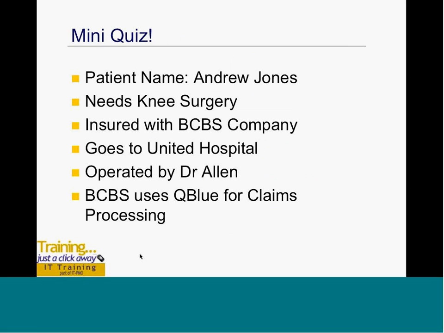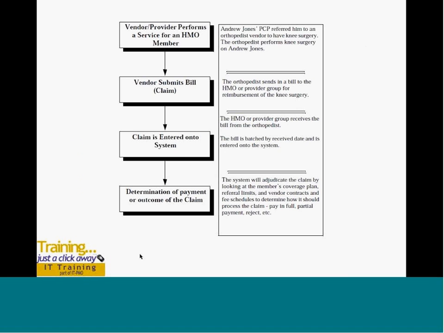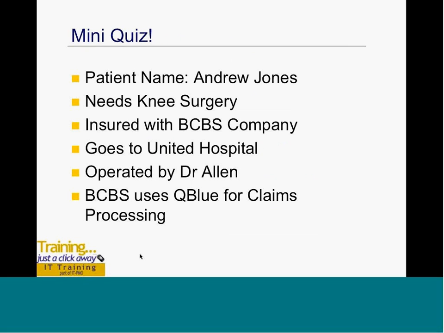Put in a scenario here. We have a patient who needs knee surgery. He has insurance with BCBS company. He goes to United Hospitals. The doctor operates on him, and BCBS uses Q, the blue screen, for claims processing. Okay. So in the third box, this question is for Mansi. The third box, claim is entered onto the system. When the claim is entered into the system, what is the system on this screen? The blue system. Correct. Q blue is the system. Very good.